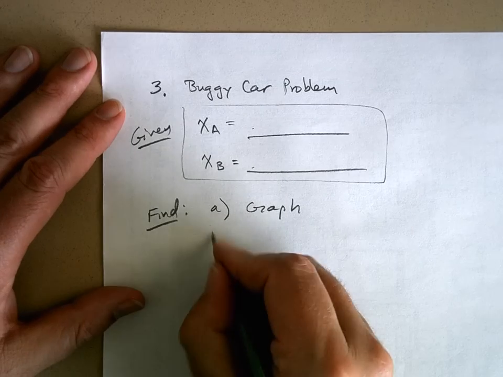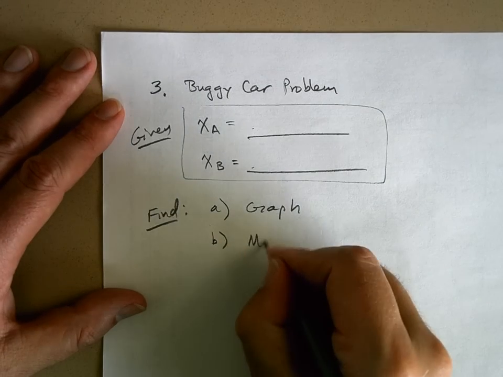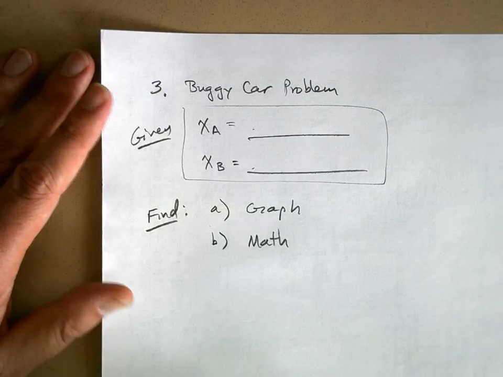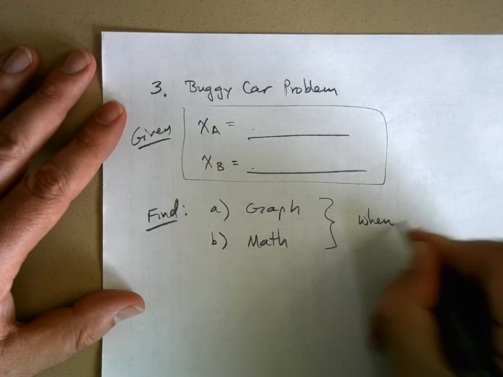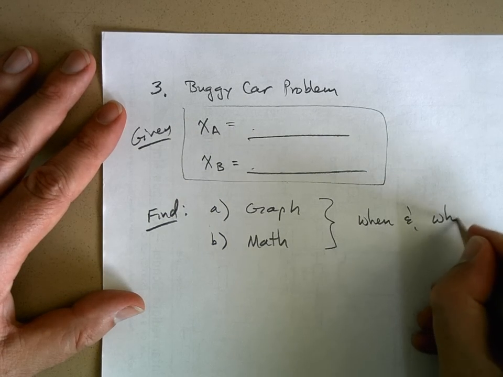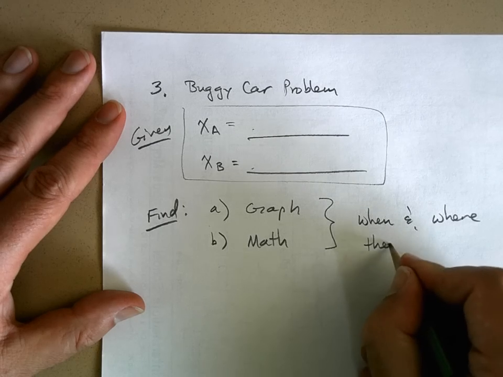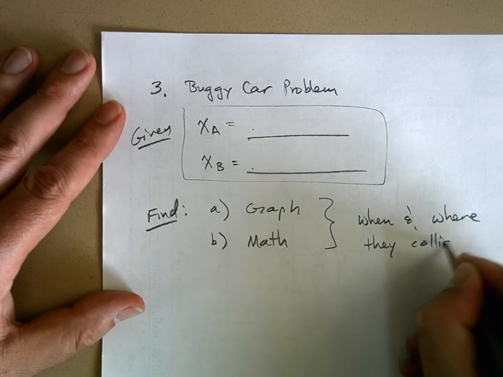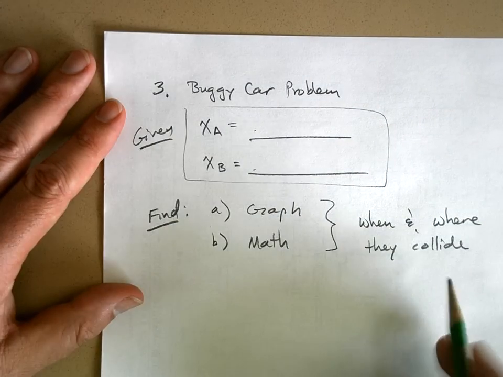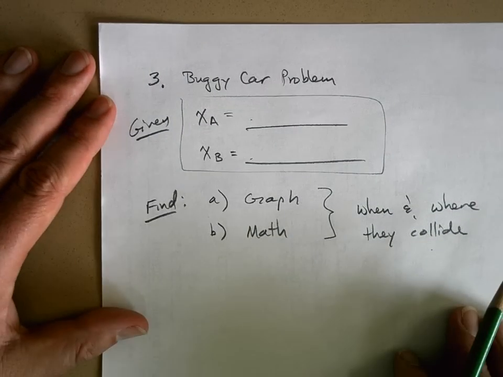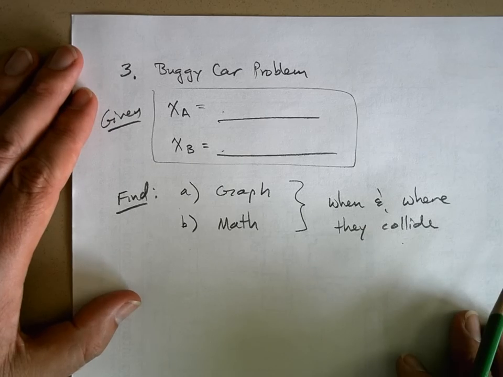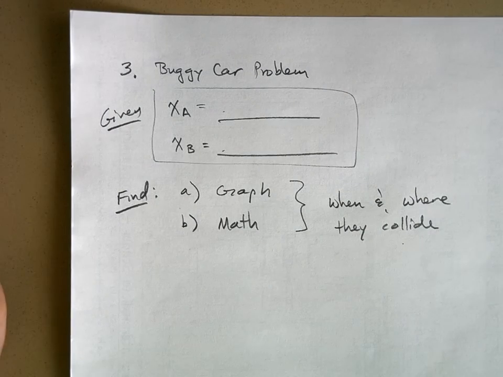And then for part B, you're going to have to use the math models to decide when and where they collide. Did I spell collide right? 2 L's? All right. So that's number 3.